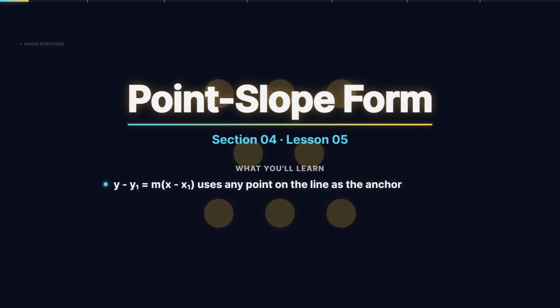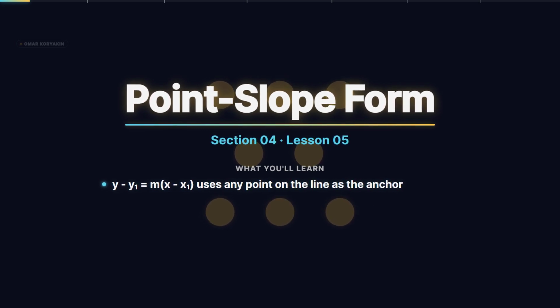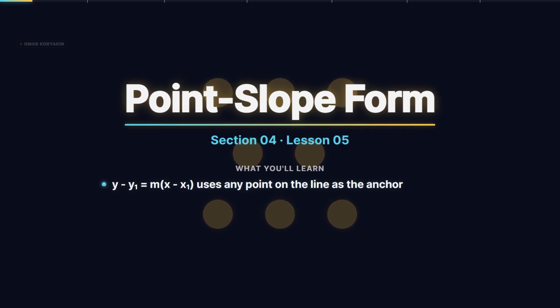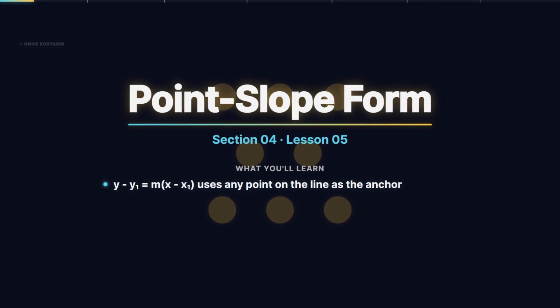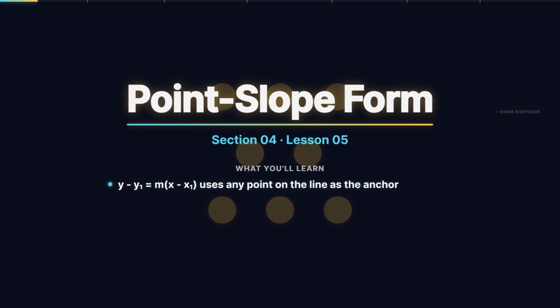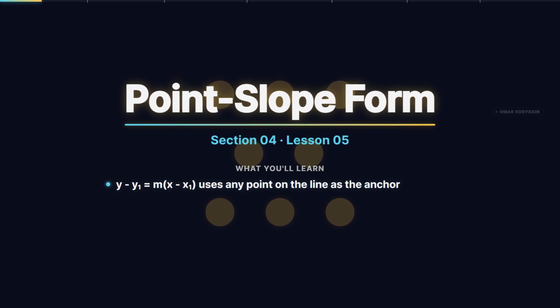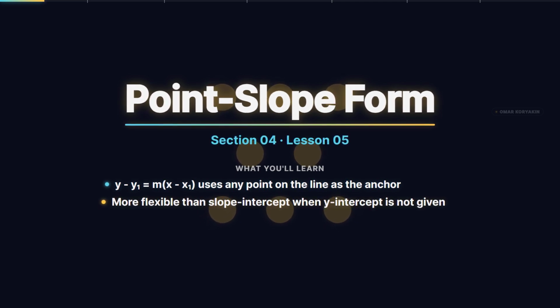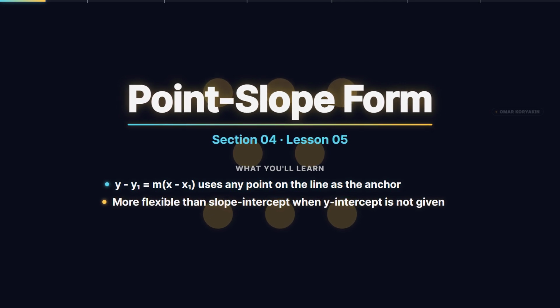First idea on the board. The point-slope form of a line with slope m passing through a specific point x1, y1 is the equation y minus y1 equals m times the quantity x minus x1. The form follows directly from the definition of slope. The slope between the anchor point x1, y1 and any other point x, y on the line is the same value m. Setting up the slope equation y minus y1 over x minus x1 equals m and clearing the denominator produces the point-slope form.